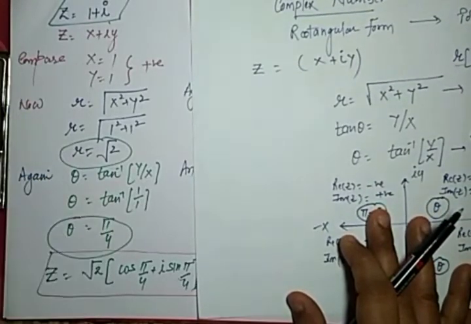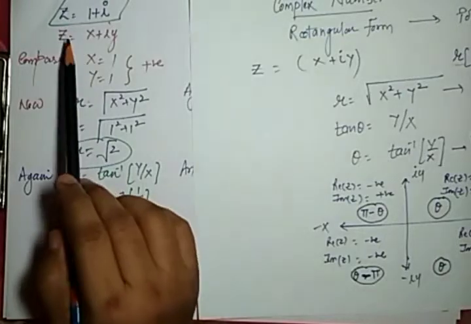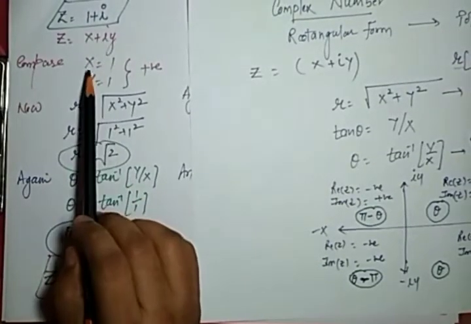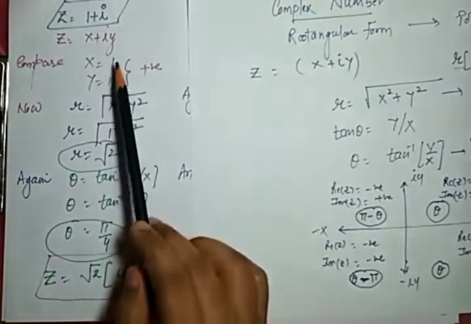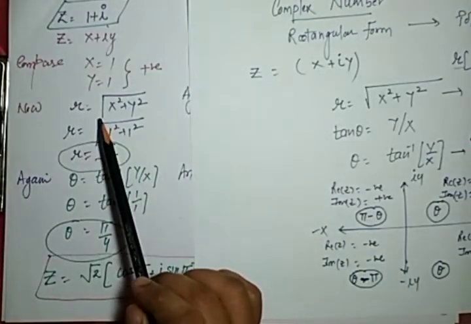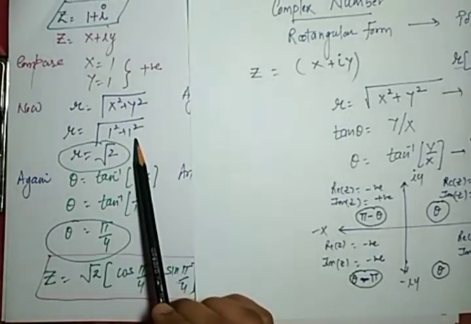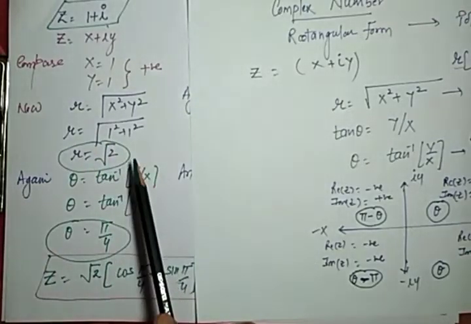Let us solve the first question. Here z equals 1 plus iota is given. If we compare it with the standard form, x plus iota y, you come to know that x is 1 and y is also 1. Both x and y are positive. Now r is under root x square plus y square, so r equals 1 square plus 1 square under root. R is equal to under root 2. This is the modulus we have calculated.